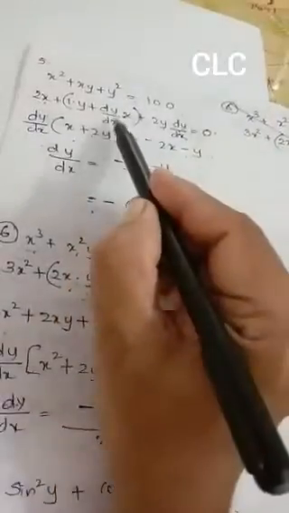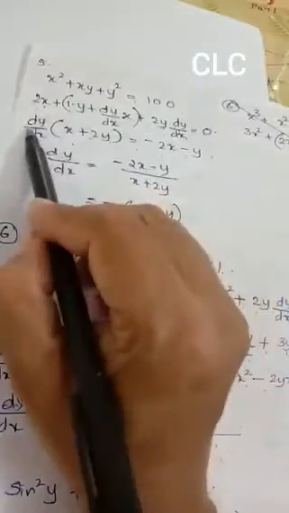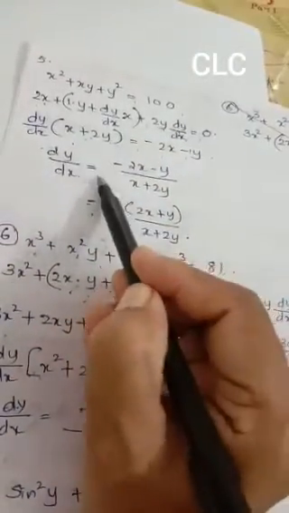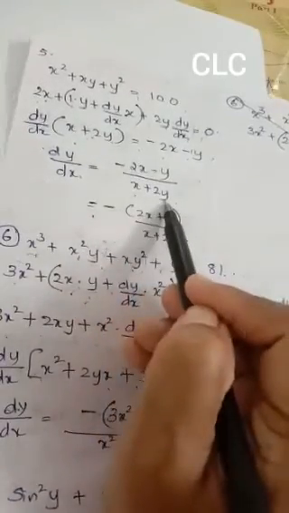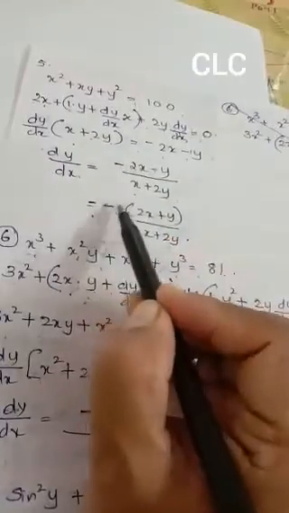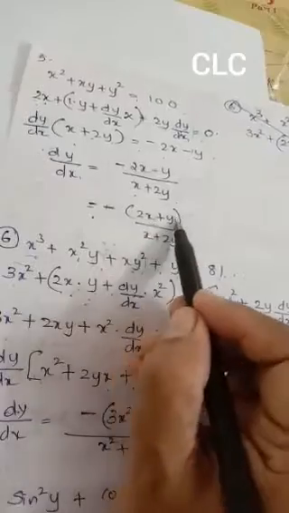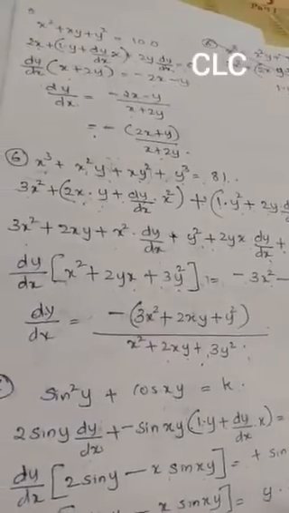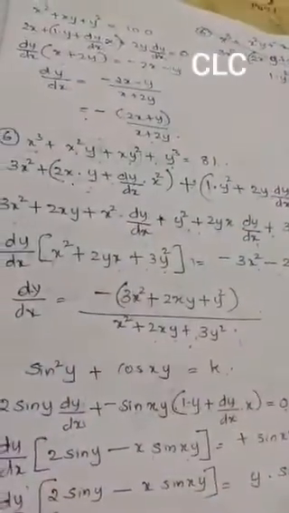Now, how many terms are there for dy by dx? 2 terms. Keep those 2 terms together. Take common. The other term will go to the right hand side. We will get dy by dx is equal to minus 2x minus y divided by x plus 2y. You can take negative as common, and the answer will become negative (2x plus y) divided by x plus 2y. Okay, now go to the next question. A little bit bigger question. Okay, question number 6.